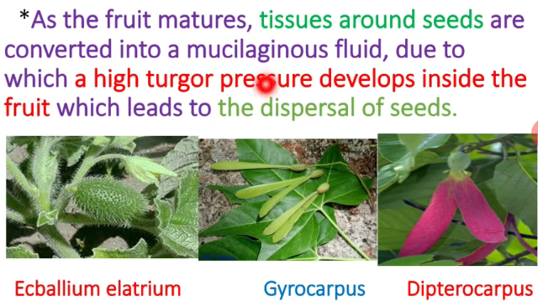Next one, some of the fruits mature, and after maturity the tissues around the seeds convert into a mucilaginous fluid substance. Mucilaginous means a somewhat sticky fluid, produced because of the high turgor pressure inside the fruits. Due to the pressure produced, the mucilage leads to the dispersal of seeds. Examples are Ecballium elaterium, Gyrocarpus, and next one is Dipterocarpus also. Tissues produce mucilaginous fluid, and because of the pressure of the fluid, the seeds disperse.